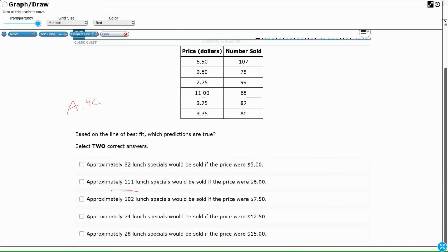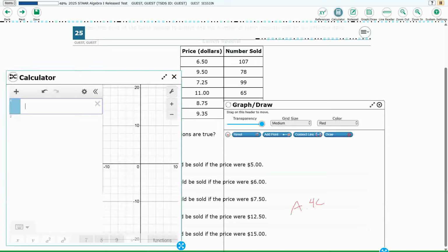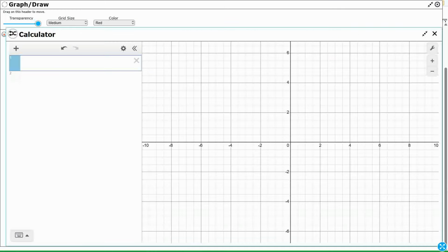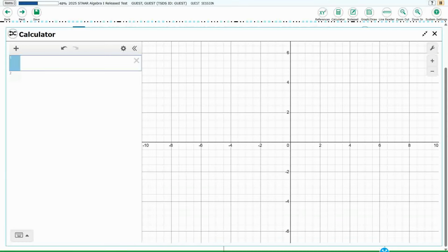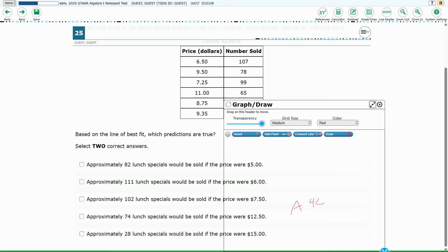All right, so let's do this. Let's go ahead and just open up our calculator. Let's get this table of values in there, and let's get that out of there so we can see what we're doing.